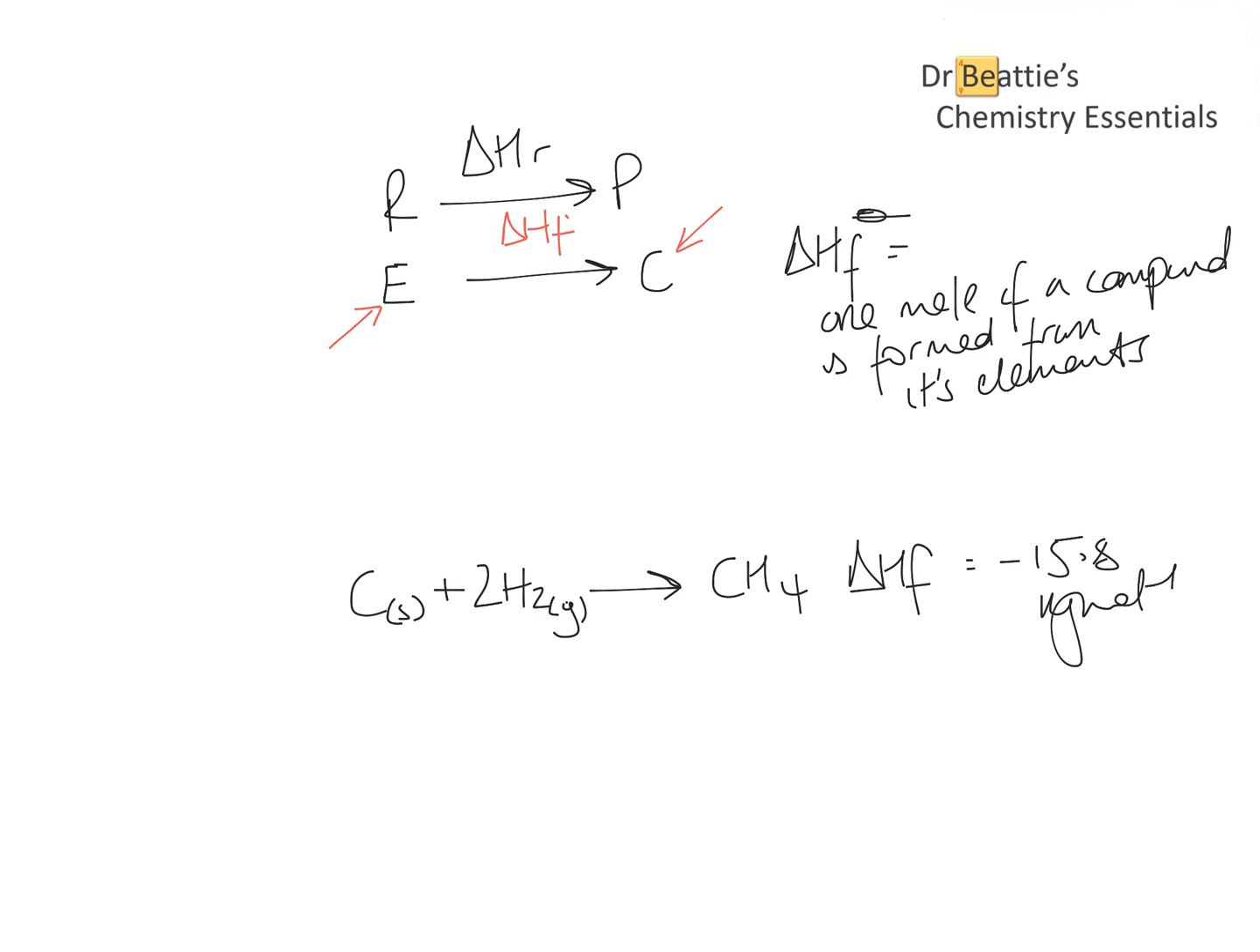Here's one for you to try. We're going to make bromomethane, CH3Br. Pause the video now and have a go at what elements this compound will be made up from.